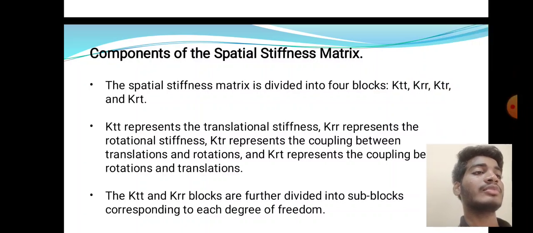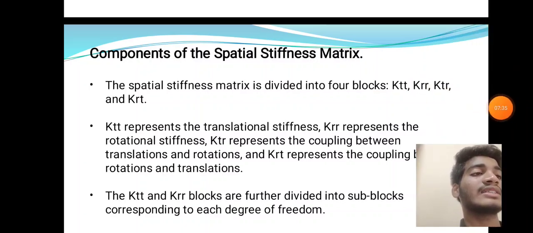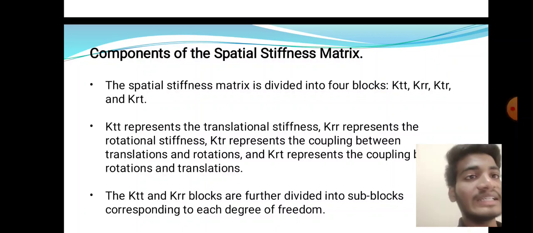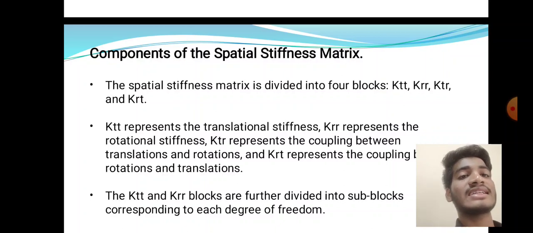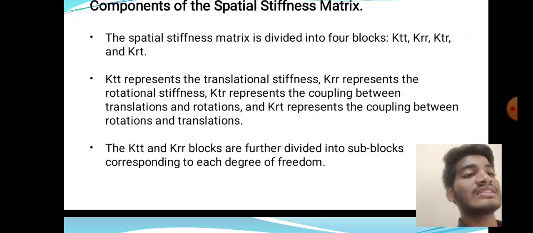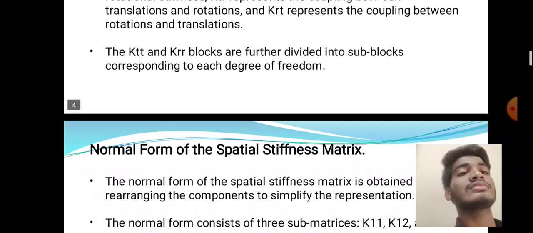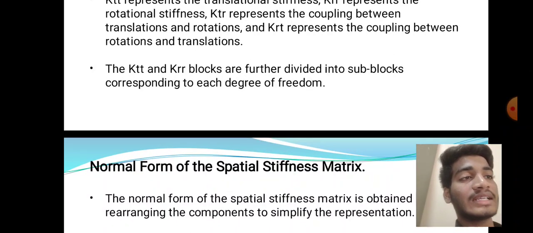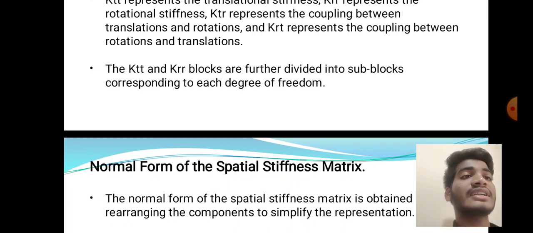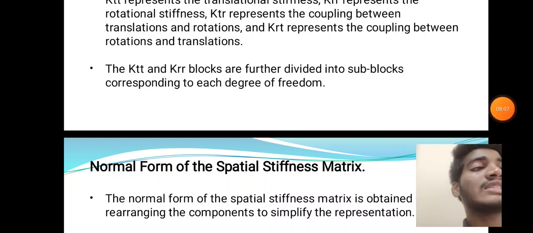Then what are the components of this stiffness matrix? The spatial stiffness matrix is divided into four blocks: KTT, KRR, KTR, and KRT. Where KTT represents the translation stiffness, KRR represents the rotational stiffness, KTR represents the coupling between translations and rotations, and KRT represents the coupling between rotations and translations. These KTT and KRR blocks are further divided into subblocks corresponding to each degree of freedom.